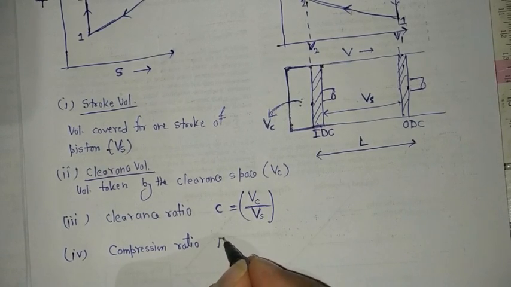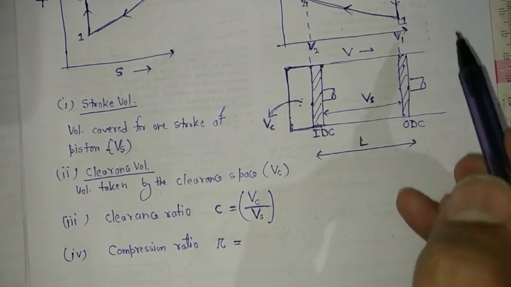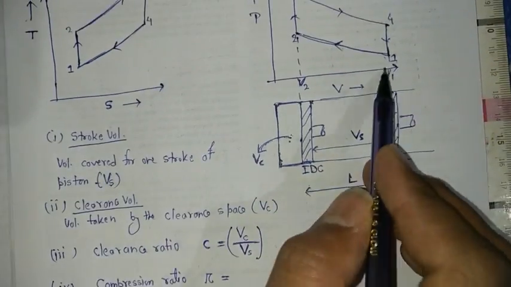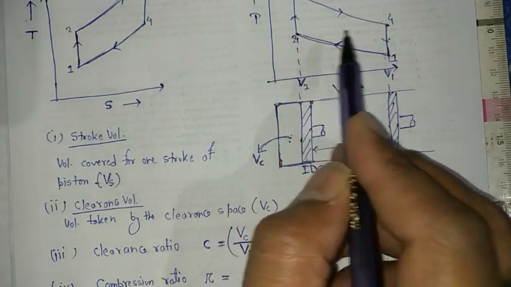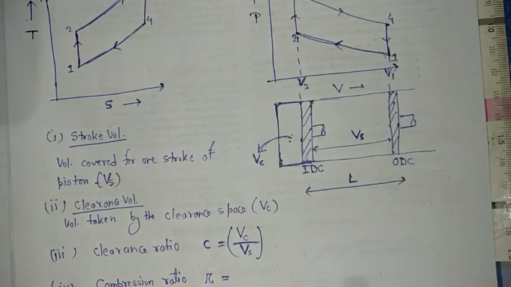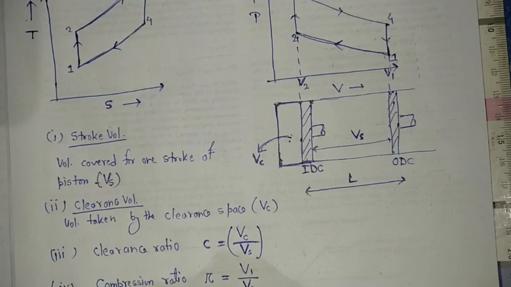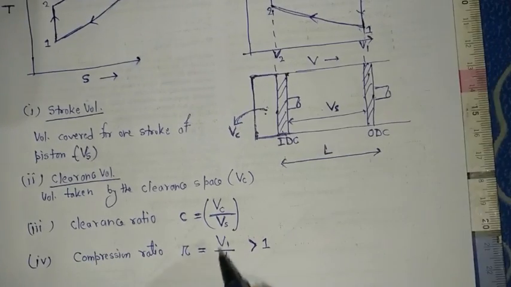It is denoted by R, and it is the ratio of initial volume to the final volume in compression stroke. From 1 to 2 is the isentropic compression, so it is the ratio of volume at 1 to the volume at 2. So for the compression stroke, R is equal to V1 by V2. Keep in mind it's always greater than 1, so you will not make any mistake in the ratio.